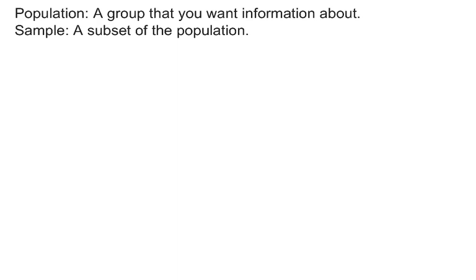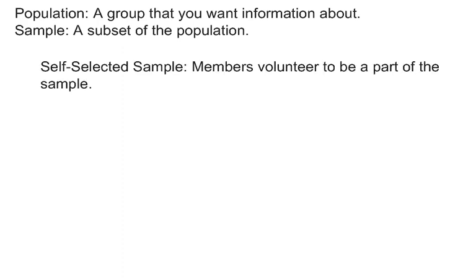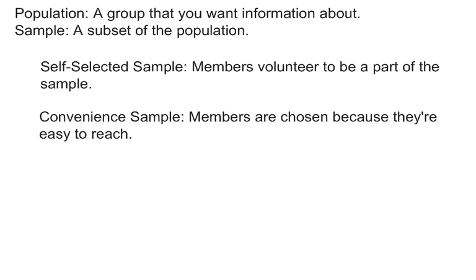But the way that we select the samples could be different. There are 4 different types of samples. The first one is a self-selected sample, and that's where the members volunteer to be a part of the sample. The next one is a convenient sample where members are chosen because they're easy to reach.